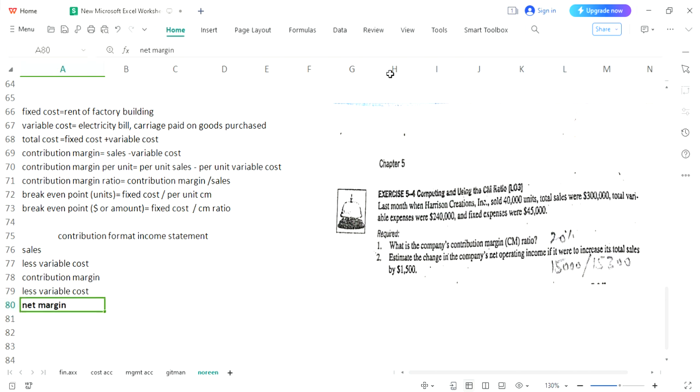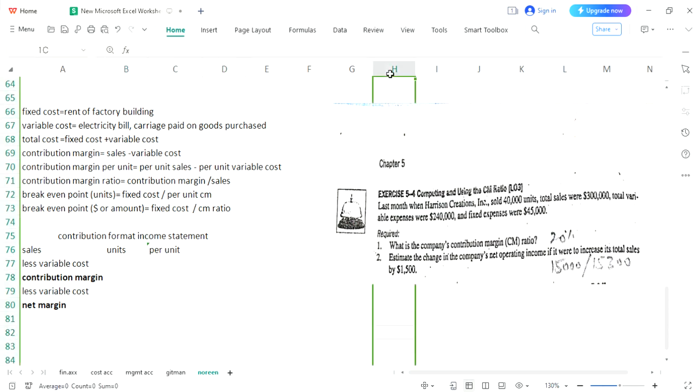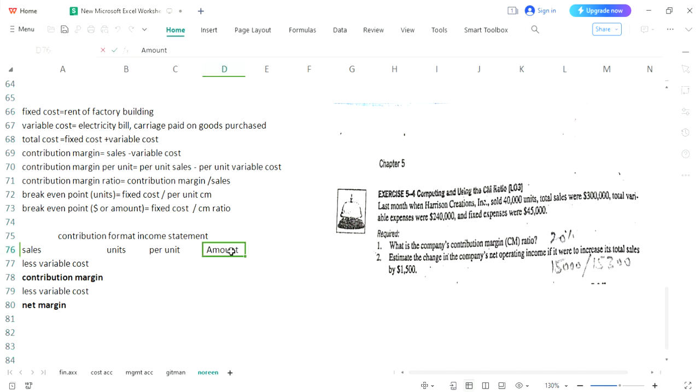This net margin is an answer, contribution margin is also an answer, and over here what do you write? Your number of units, and then you mention your per unit, and finally after per unit you get the amount. And how do you calculate that amount? We should be writing over here by multiplying units with per unit. This way you will be able to calculate your amount.